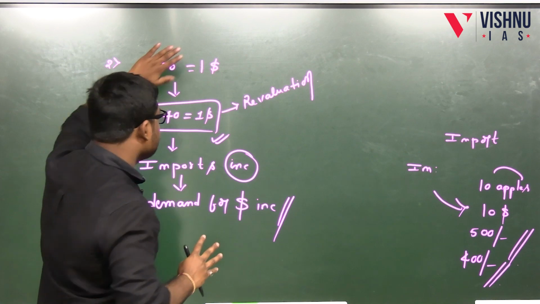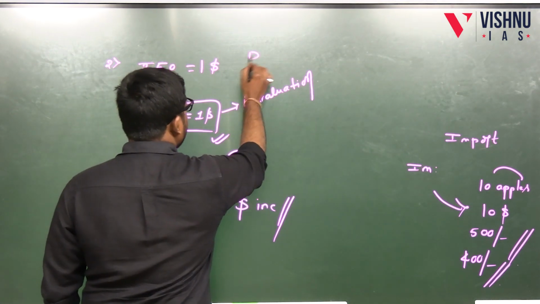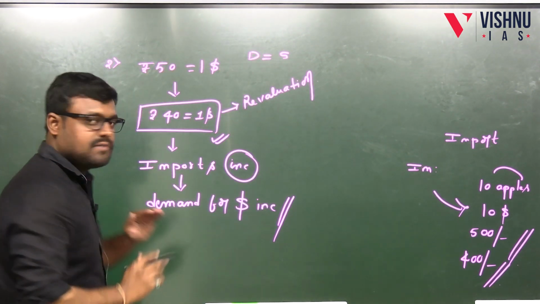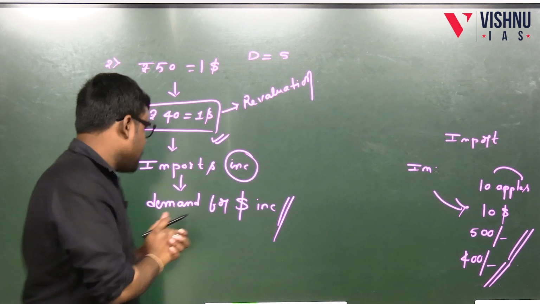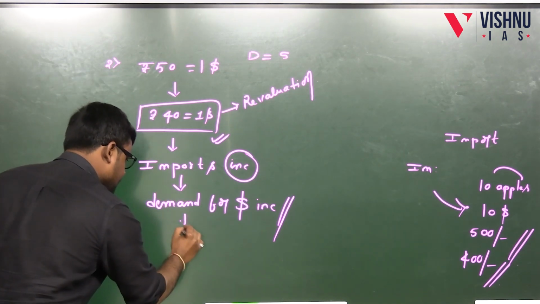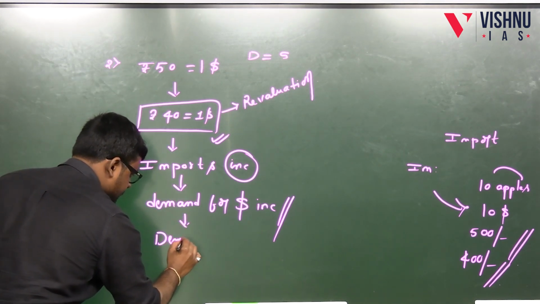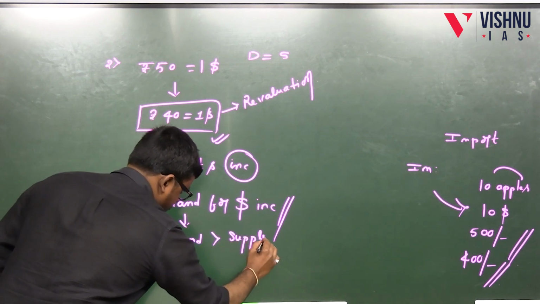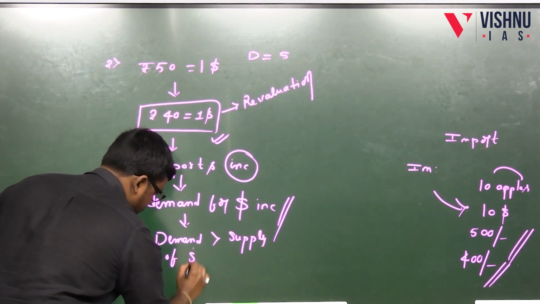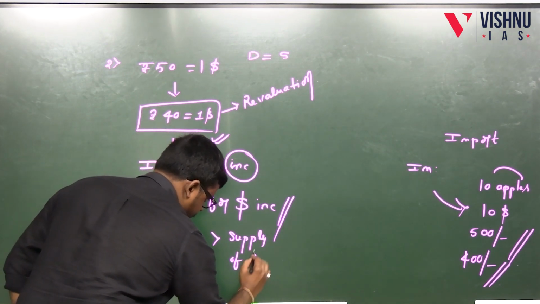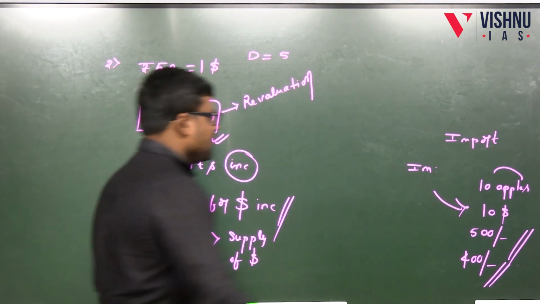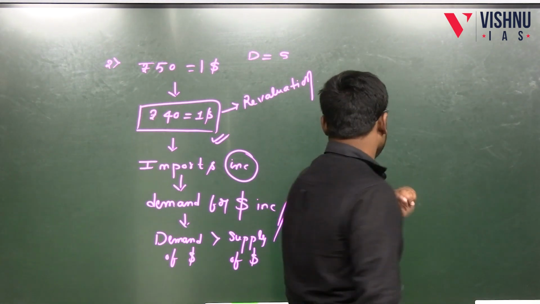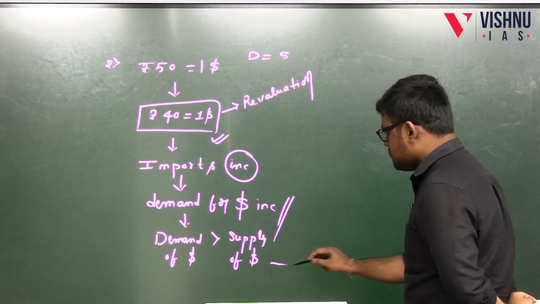So earlier, when the exchange rate is this one, the demand for dollars is equal to the supply of dollars, and everything is fine. But now the demand increases. That means this demand is greater than the supply. The demand for dollars is greater than the supply of dollars. So now what will happen?